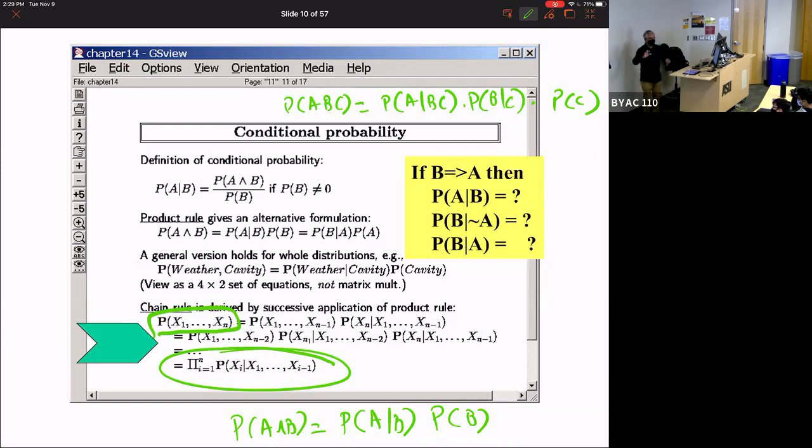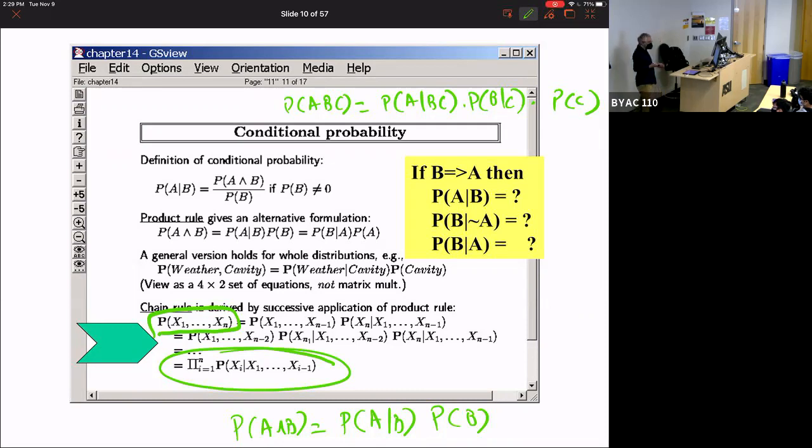Okay. So the chain rule essentially can be written this way. You understand this? In writing the chain rule, it turns out the order doesn't matter because A and B and C and D is the same as B and C and A and D, is the same as A and D and B and C, etc. And you can apply the chain rule in each way, and they're all correct as long as you have those probabilities.